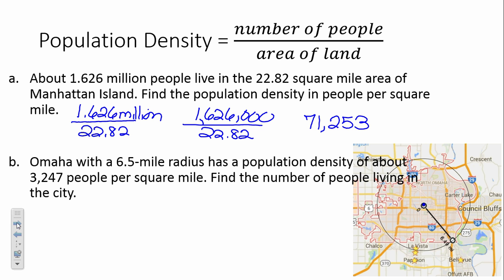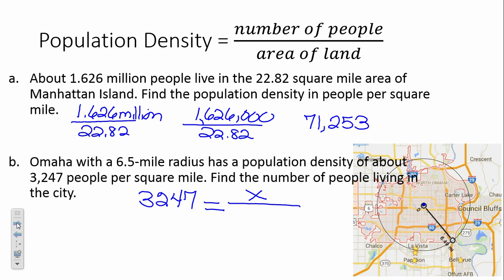So what do we have to do? So we have 3,247 people. That's our population density. And that's equal to the number of people, we don't know how many people there are, divided by the area.